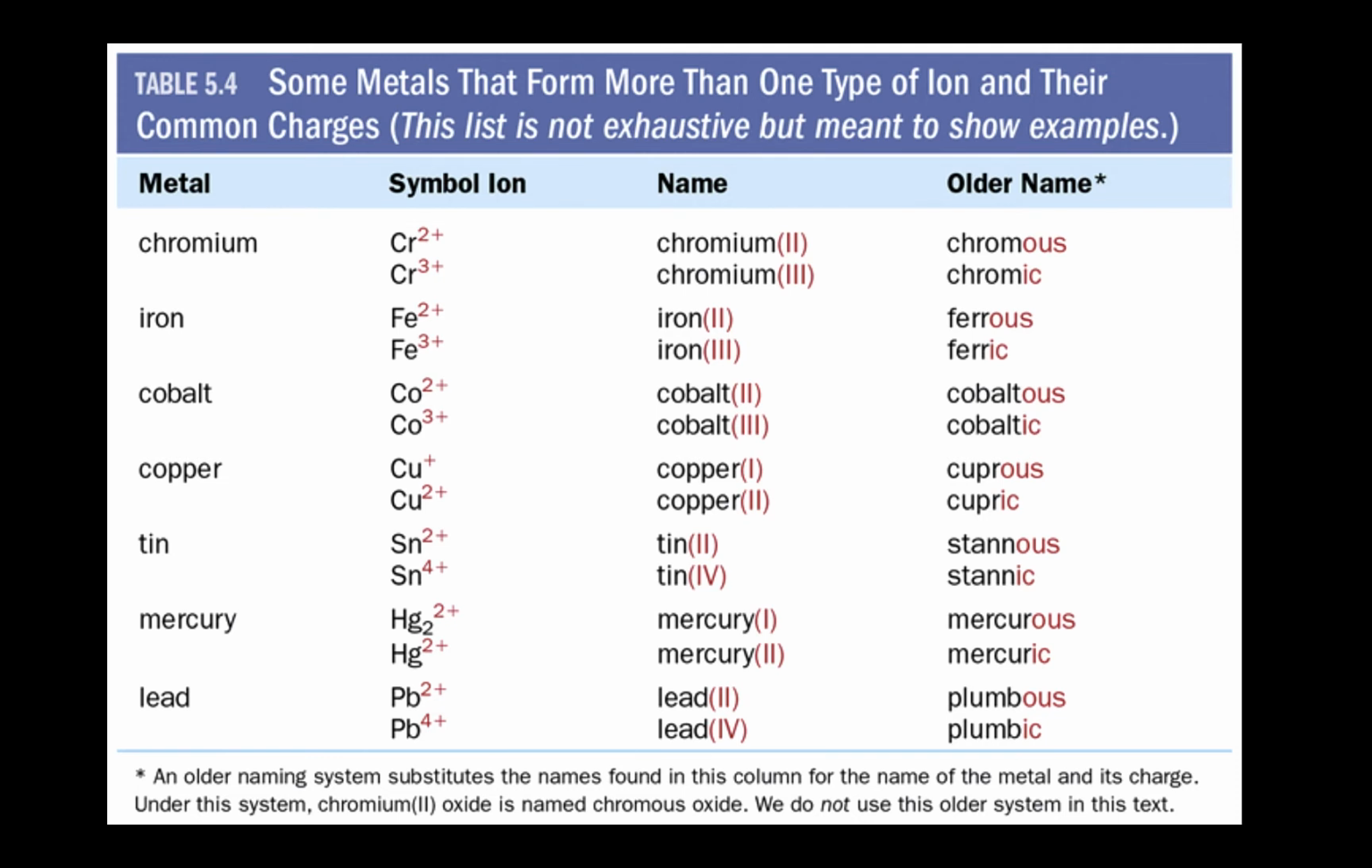It also shows here that there's an older naming system that used to be used. What they used to do is change the ending of the metal to specify whether it was the lower charge or the higher charge. You can see on all of these examples, OUS meant it was the lower of the two charges, IC was the greater of the two charges. But the OUS didn't specify a certain number. It was just the lesser of the two charges.